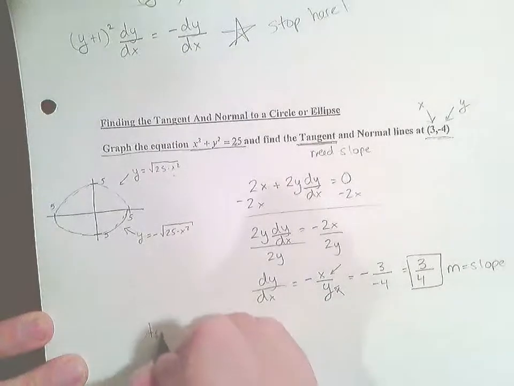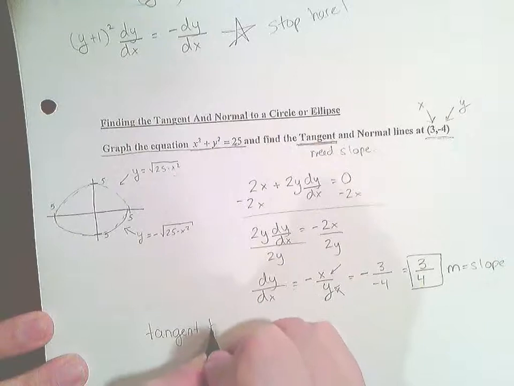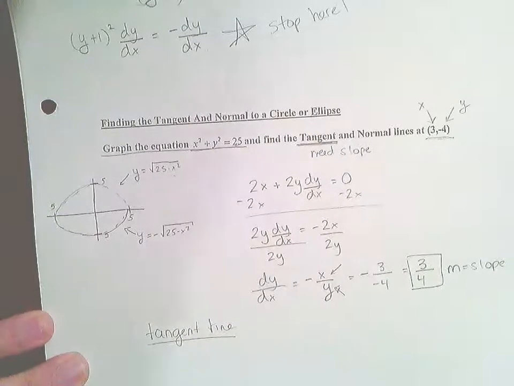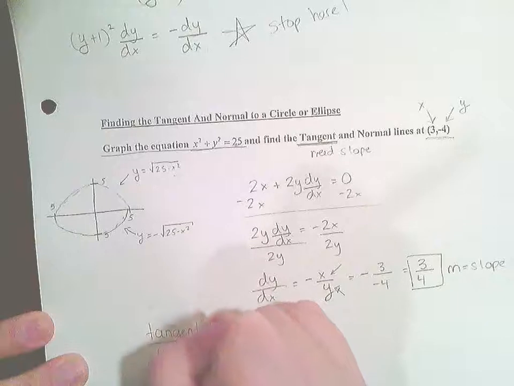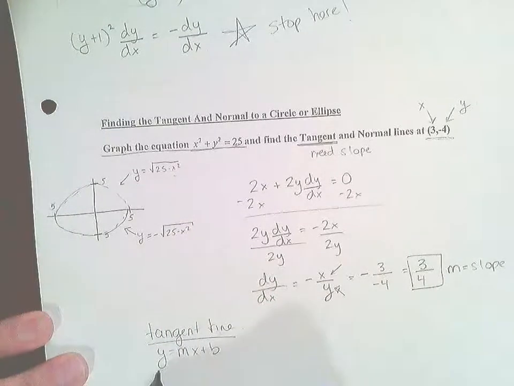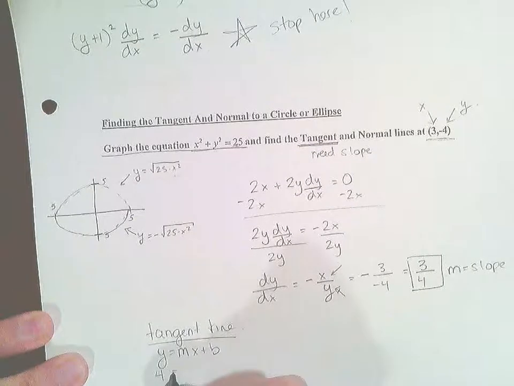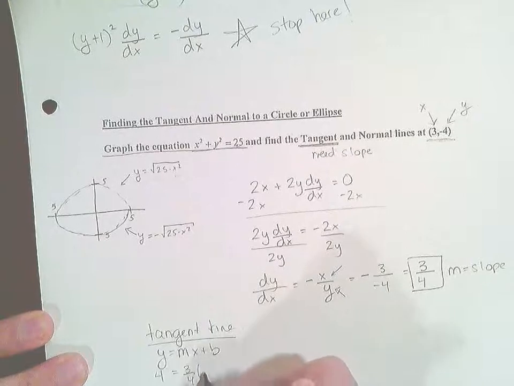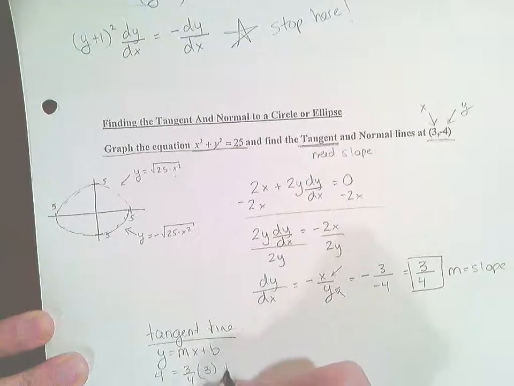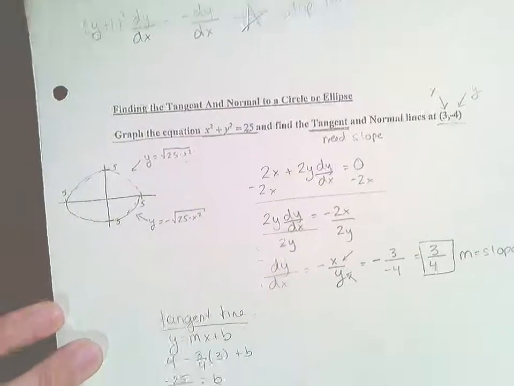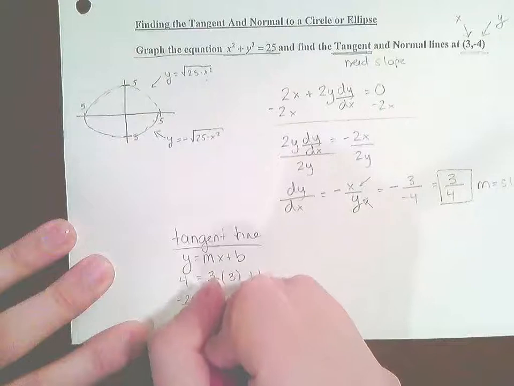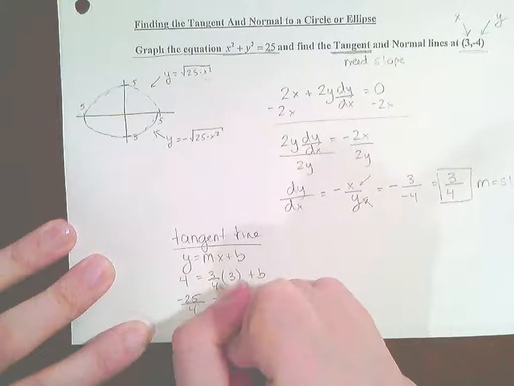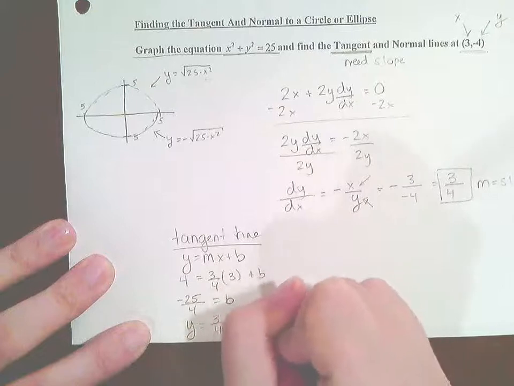So let's find the tangent line. You guys should be able to do this one in your sleep. Remember, it's a tangent line, so it's y equals mx plus b. What's my y? It's already been given. It's negative 4. What's my x? It's 3. What's my slope? It's 3/4. So negative 4 equals 3/4 times 3 plus b. You solve for this, you end up with negative 25 over 4 equals b. So the equation of the tangent line is y equals 3/4 x minus 25 over 4.